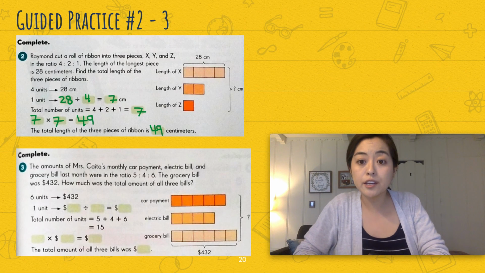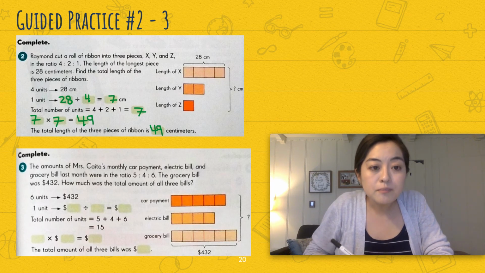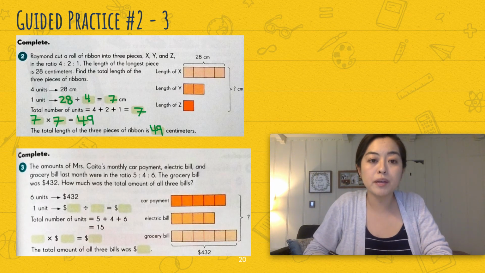Okay, let's look at number 3. It says the amounts of Mrs. Cato's monthly car payment, electric bill, and grocery bill last month were in the ratio 5 to 4 to 6. The grocery bill was $432. How much was the total amount of all 3 bills?